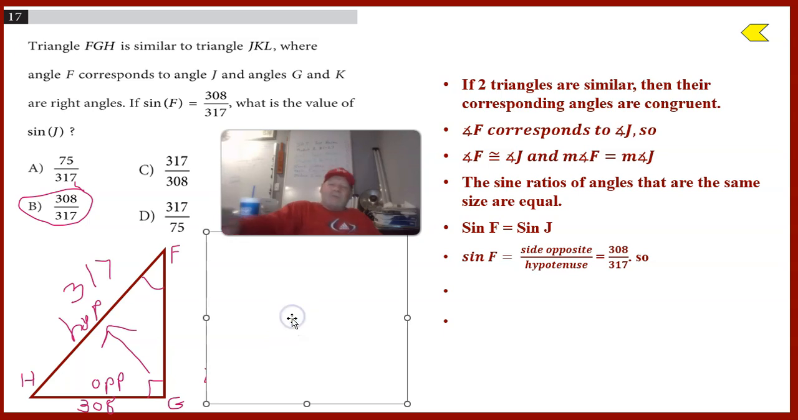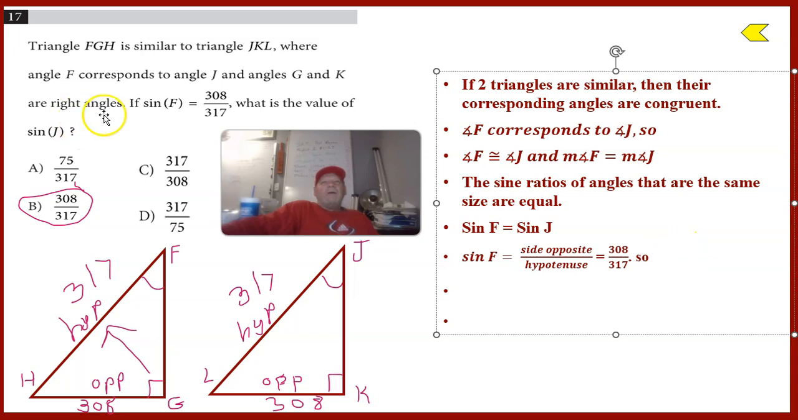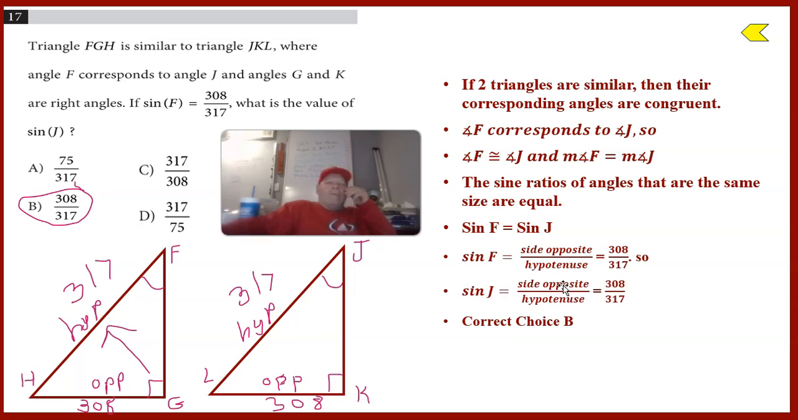So corresponding sides are going to be congruent on similar triangles. So I know that this is still going to be 317 and this will be 308. So I know that B is the answer. So that reviews a little bit of geometry, trigonometry, and a little bit of similar triangles from geometry.